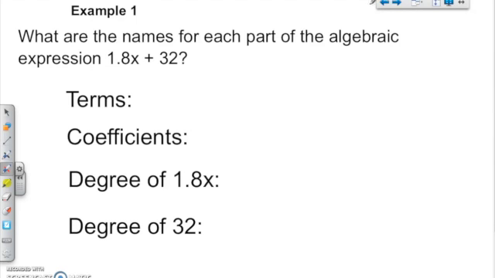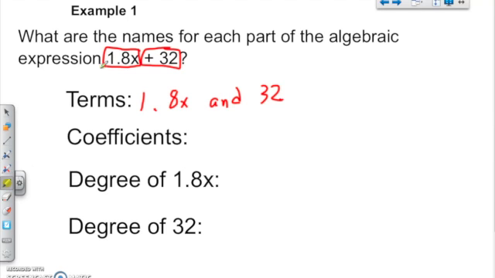Alright, so we want to identify the names for each part of the algebraic expression 1.8x plus 32. So we're going to start out with our terms. Remember, our terms are individual pieces. So we want to break that up to see what pieces we have. We have a 1.8x and we have a 32. So our two terms are going to be 1.8x and 32.